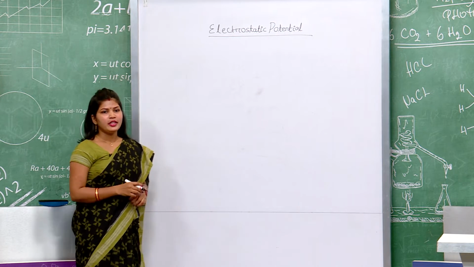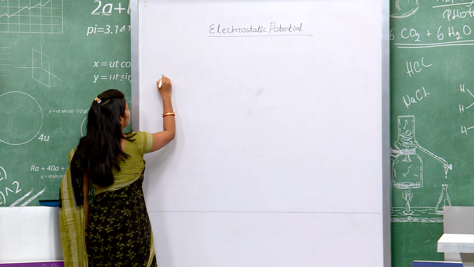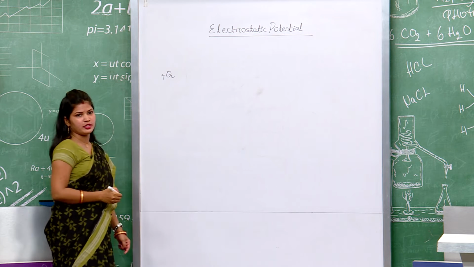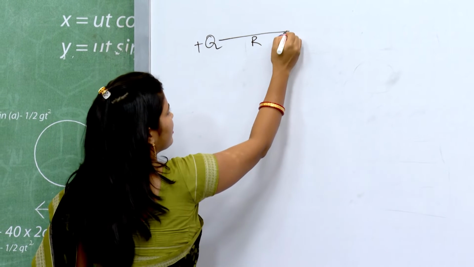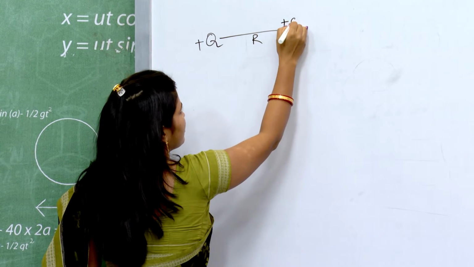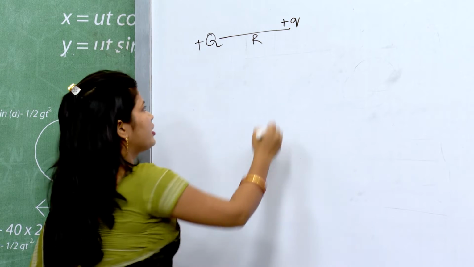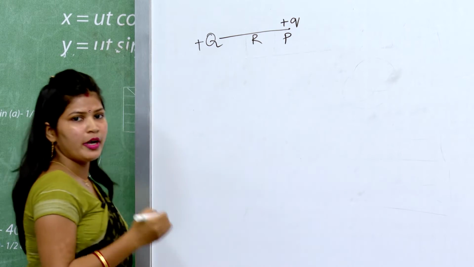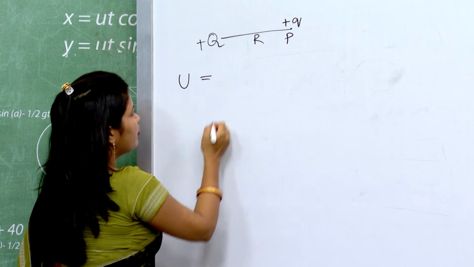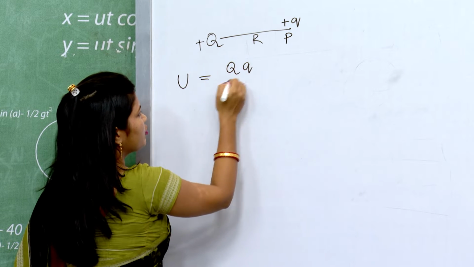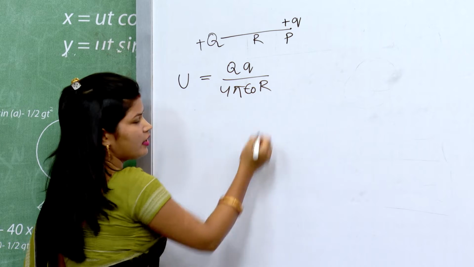Now, I turn to electric potential. For that, I start off here. Suppose I have a plus Q charge, and at a distance r apart, I place plus small q, that is a test charge plus q at the point P. Then by definition, electric potential energy U is equal to capital Q small q upon 4 pi epsilon naught r.